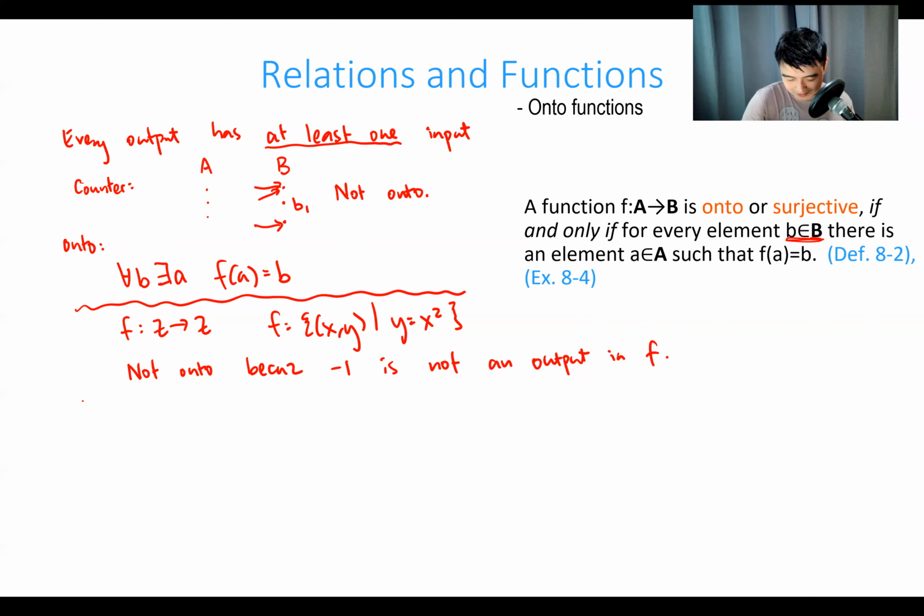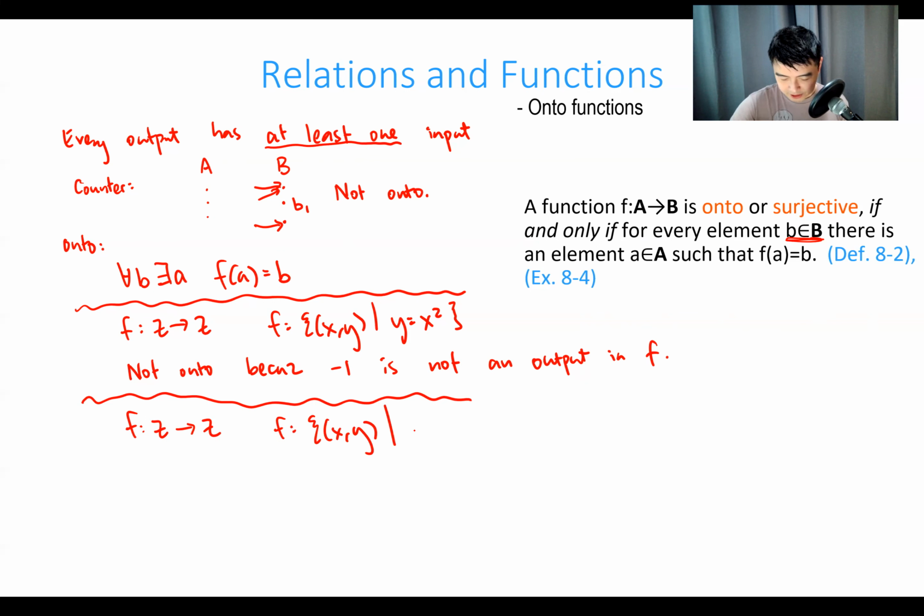All right. So taking a look at the other function that we saw in the previous slide. If we have integers to integers, and again we have the relationship as xy such that y is equal to x plus 1, this time I want to figure out, is this an onto function? In this case, we need to figure out, is there an output, is there a y, in the set B that is never used?